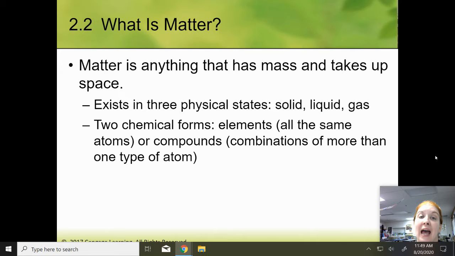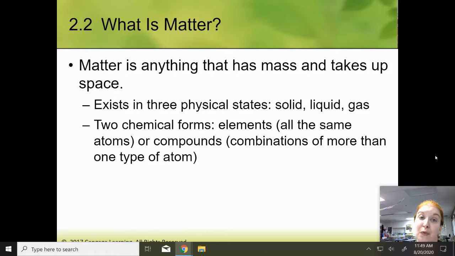Today we're going to look at Chapter 2, Section 2. What is matter? So matter is anything that has mass and takes up space. So last time I checked, you guys all have a mass and you take up space. So look, you matter. It exists in three physical states. We have solid, liquid, and gas.